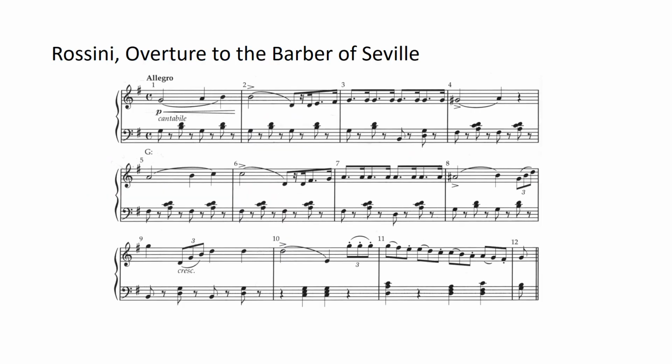Okay, so here's an example from Rossini's Overture to the Barber of Seville. Listen to it and try to identify where the cadences are and how these phrases are related to each other and what kind of period they create. Here we go.